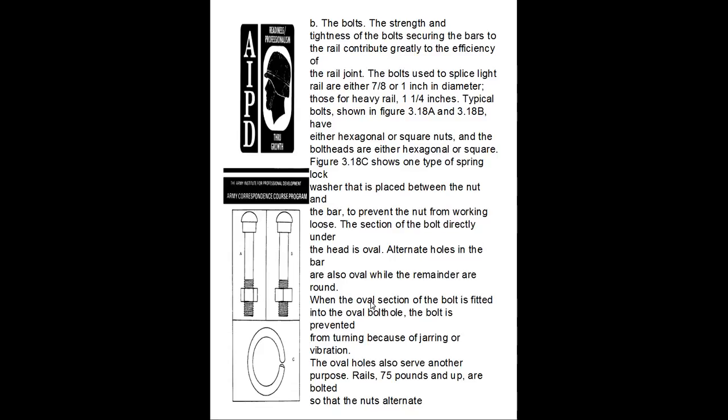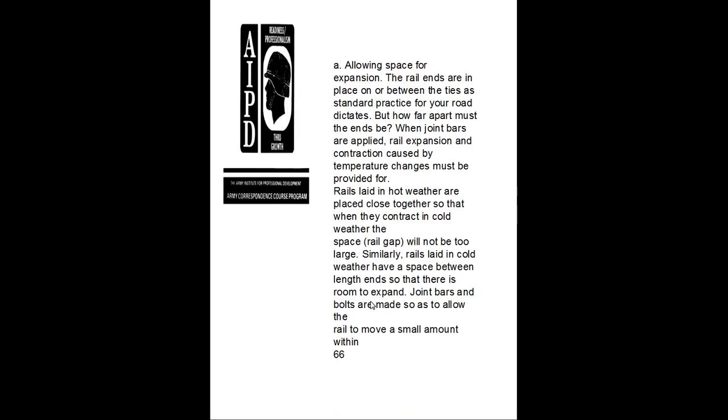Rails 75 pounds or up are bolted so the nuts are on alternate sides, allowing space for the expansion of the rail ends in the places between the ties. Standard practice of the railroad dictates how far apart the ends must be. When the joint bars are applied, the rail expansion and contraction from temperature changes must be provided for. Rails laid in hot weather are placed together so that when they contract in cold weather the rail gap will not be too large. Similarly, rail laid in cold weather has space between the lengths so that there is room to expand.